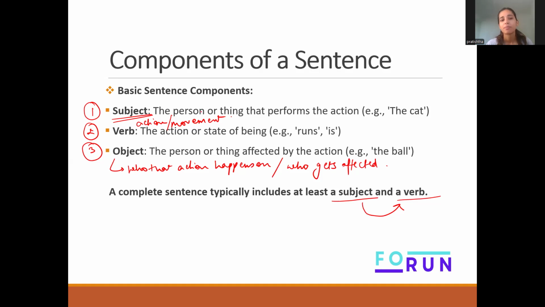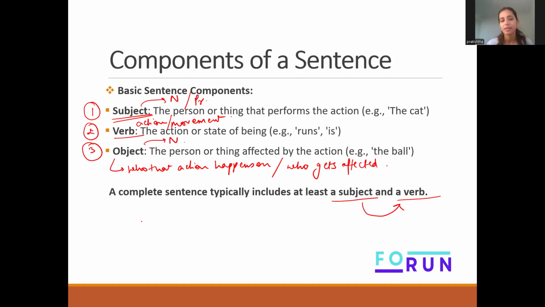The subject is the person or thing that performs the action, someone that is doing the action. It is generally a noun, or it can also be a pronoun. We will come to pronouns a little later, but pronouns are just like I, you, he, she, they, we. Verbs are the action or a state of being, what is happening. The object is the thing or the person that is affected by the action, usually a noun again.